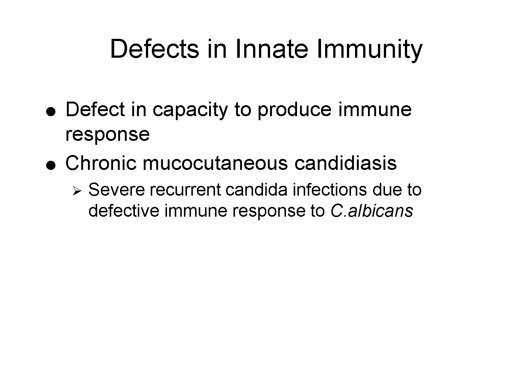Defects in innate immunity disrupt the body's first line of defense against pathogens. A major example is chronic mucocutaneous candidiasis, in which individuals suffer from persistent fungal infections, particularly with Candida species. These individuals have normal numbers of immune cells but lack the capacity to effectively respond to fungal invaders.